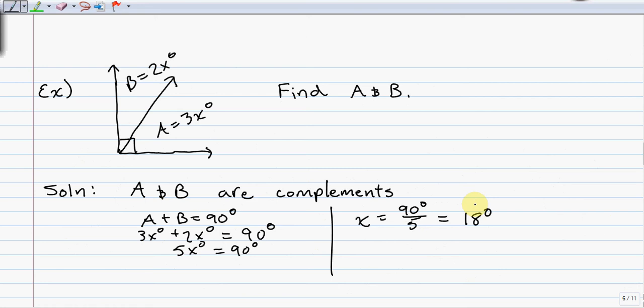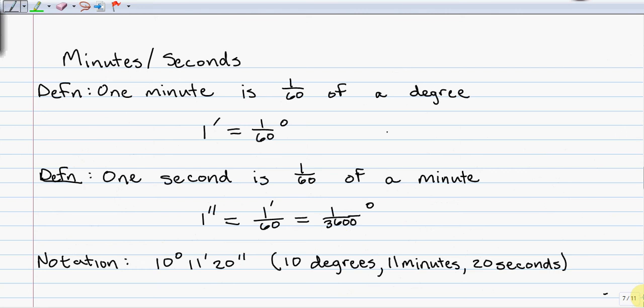Okay. Now that doesn't answer the question, because the question didn't ask about x. It asked what A is and what B is. So in this case, A is equal to 3x, or 3 times 18 degrees, which is 54 degrees. Okay. And B is 2 times 18 degrees, which is 36 degrees. Okay. And we can verify that these are complementary angles by adding them together. And again, if you add 54 plus 36, you're going to get 90 degrees. So they are, in fact, complements, and we did this correctly.